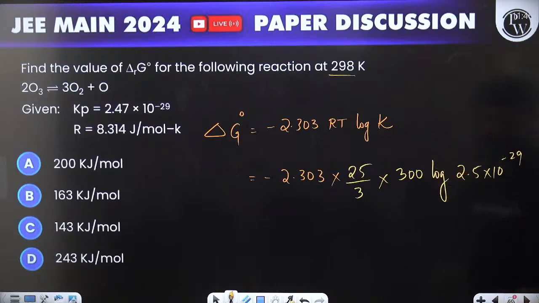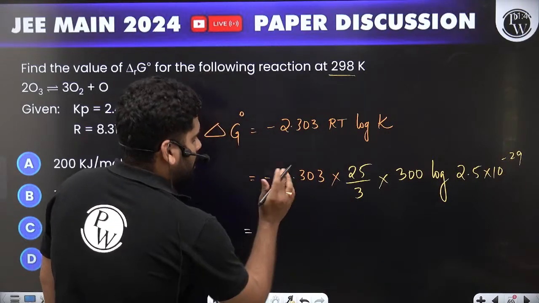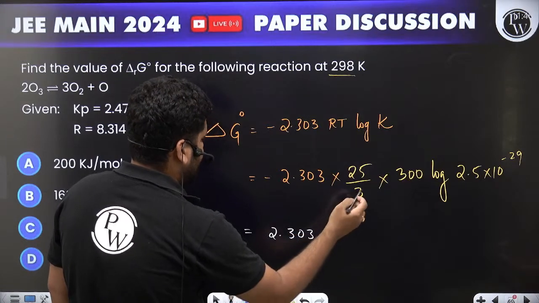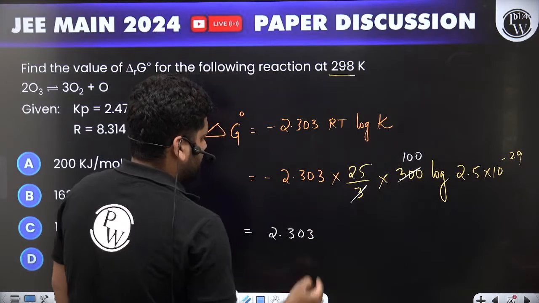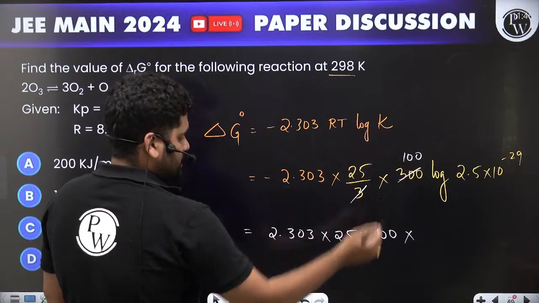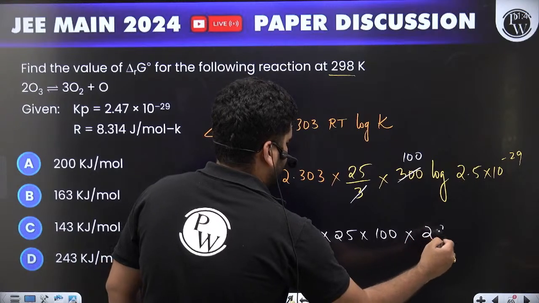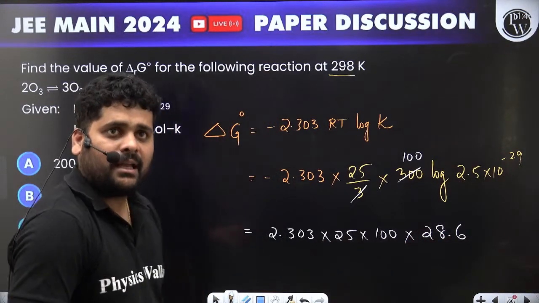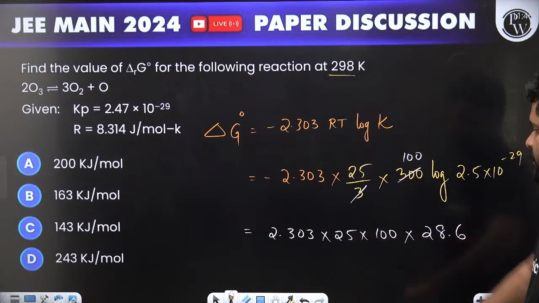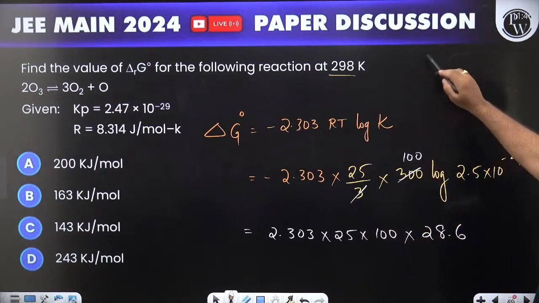This is minus 28.6. So you will write this as minus of minus again. So your answer is going to be 2.303 into, we will cancel this out, 300 times 2.303 into 25 into 100 into this part, we have got the answer as 28.6. Okay, into 28.6, right? So again, a bit of approximation over here, 2 into 25, right? So this is 50 into 100, which is going to be 5,000 into 3, which is 15,000.